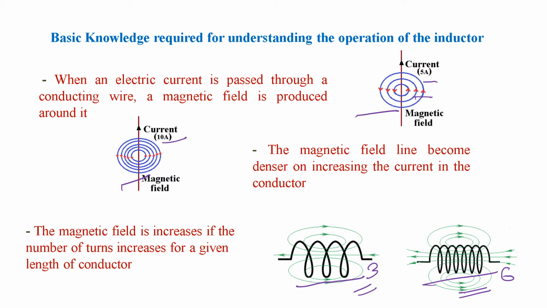Means we can say the magnetic field increases if the number of turns increases for a given length of conductor. Or in other way you can say, if the number of turns increases, then in that case the magnetic field will be much more stronger.